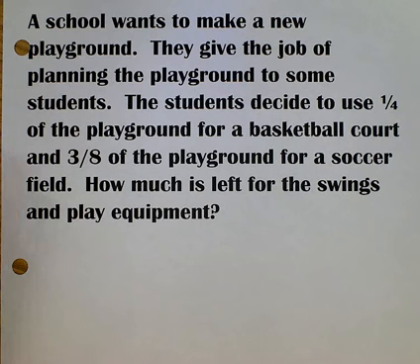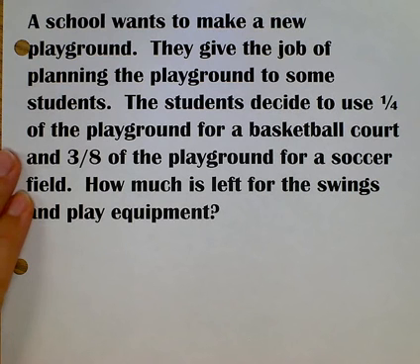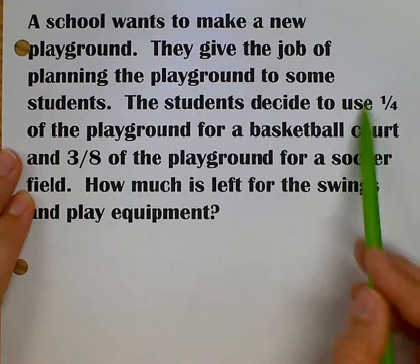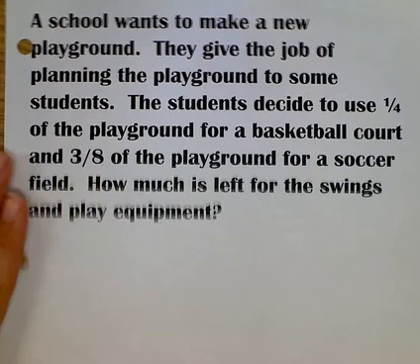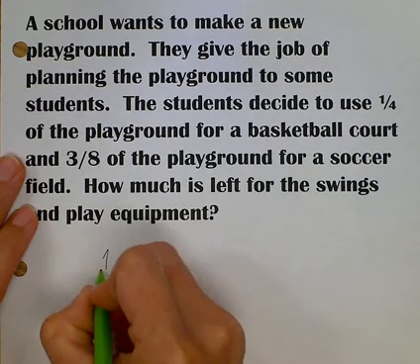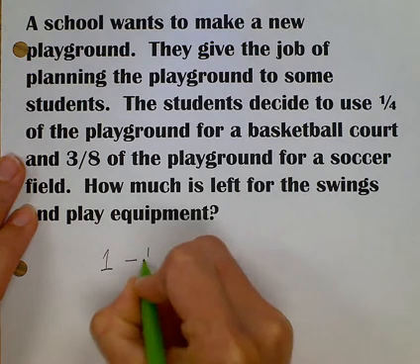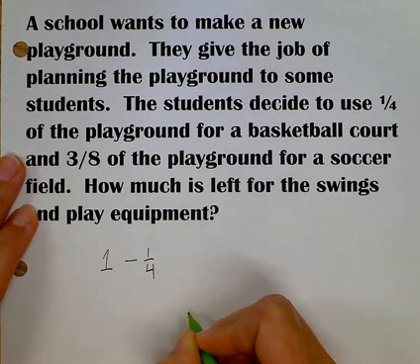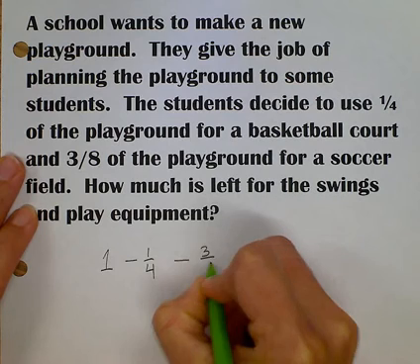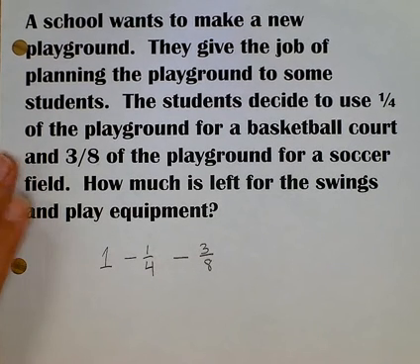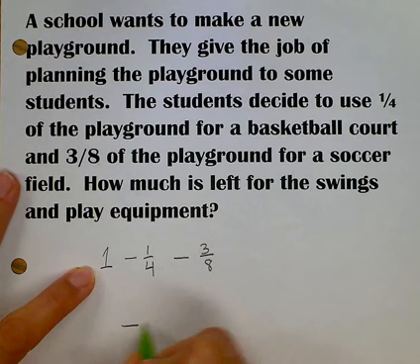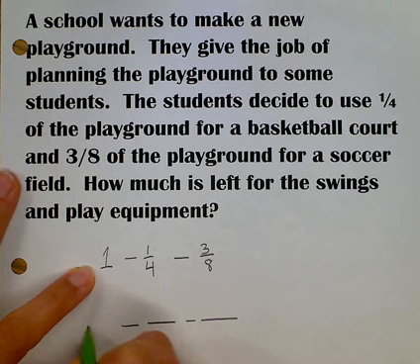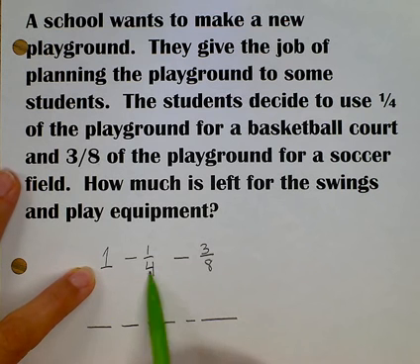Okay, so what we need to do is we have to take the playground and we need to subtract these two from the playground to see what would be left. So the playground would be like 1 whole, and we're going to subtract 1/4 of the playground for the basketball court, and then we're going to subtract 3/8 of the playground for the soccer field. So the next thing we need to do is get a common denominator.